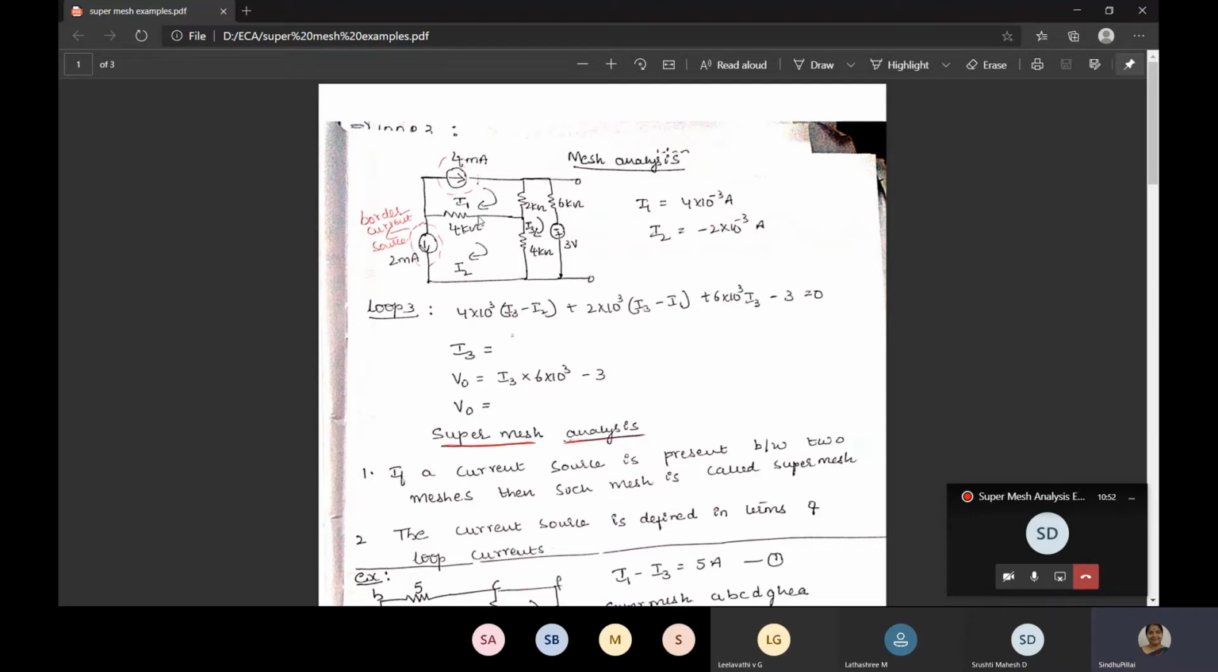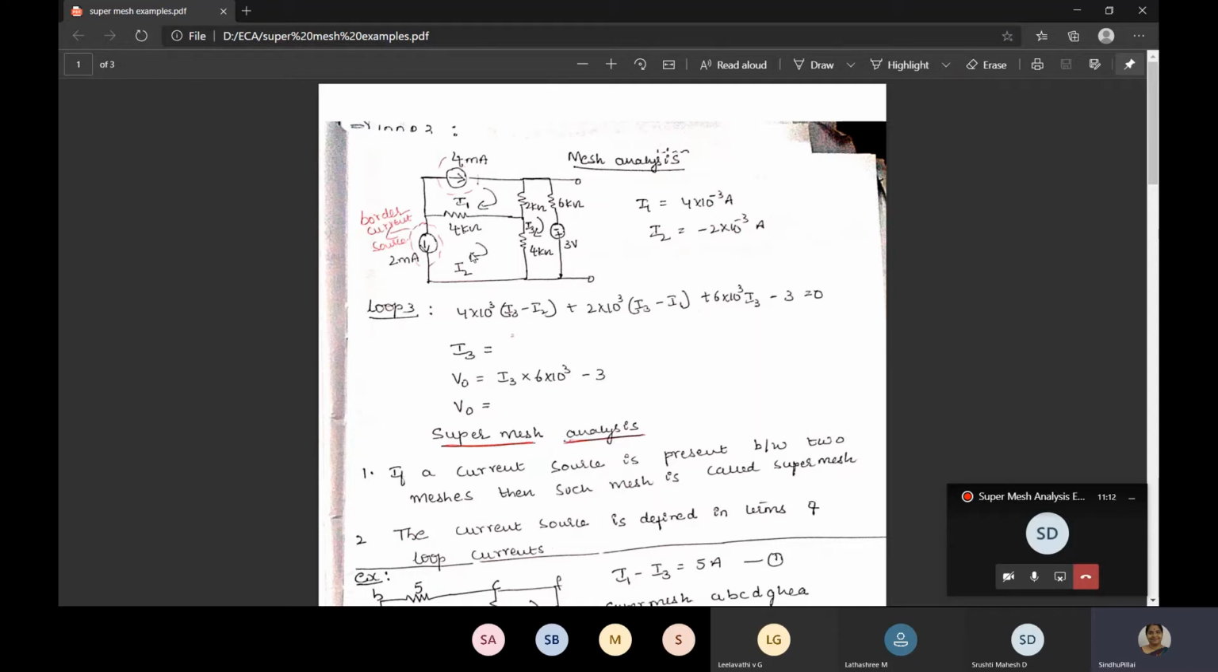In this example, I have 3 loops, so I have assumed 3 currents. You need not assume in the way I have done; you can go with your own way. If the question paper mentions a method, you have to follow that method. Here I have assumed I1, I2 and I3, in the clockwise direction.